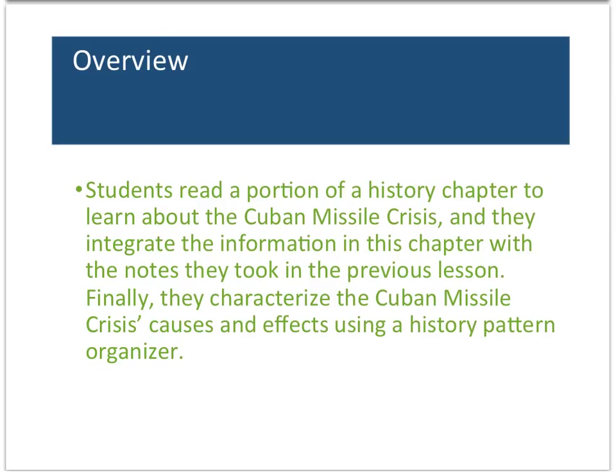So what students are going to do in this lesson is read a portion of the history chapter to learn more about the Cuban Missile Crisis. They're going to take notes on the chapter in annotation. After that, they're going to integrate the information in the chapter with the notes they took in the previous lesson, Lesson 3. Finally, they're going to characterize the Cuban Missile Crisis as cause and effects using a tool called the History Pattern Organizer.